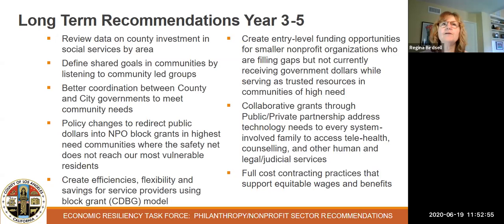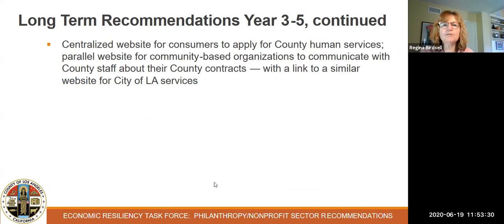We know right now that in lots of neighborhoods, government is not going to be a safe space, and that nonprofits are trusted resources and allies in areas of community need. So again, this is the important role that public-private partnerships could play in accessing technology, making it as easy as possible for families to do one-stop shopping and find the help that they need. And then the full cost contracting that also links to equitable wages and benefits for people working in the nonprofits.